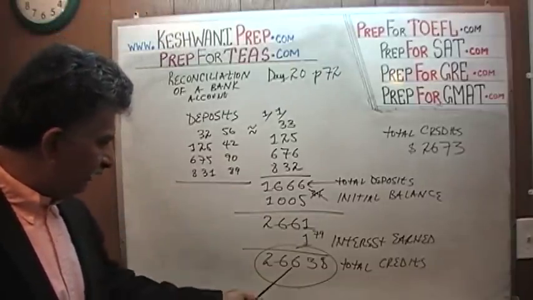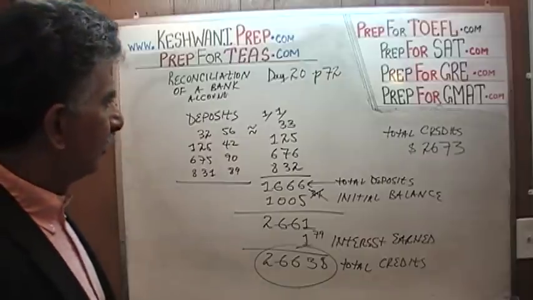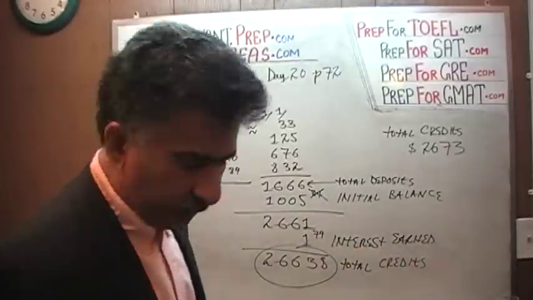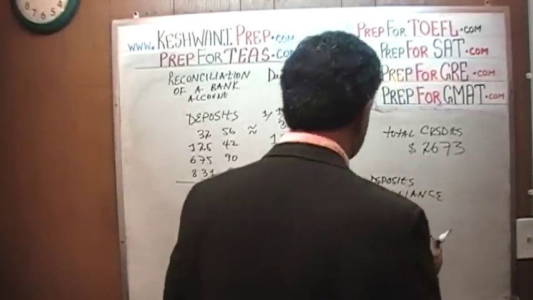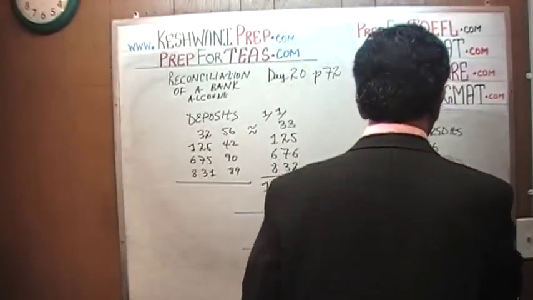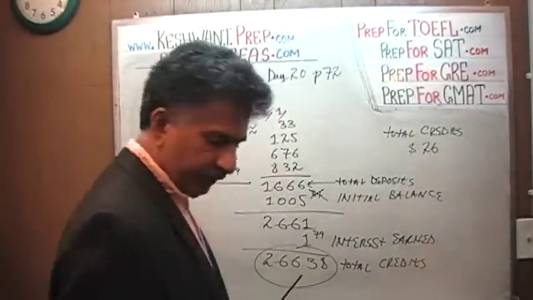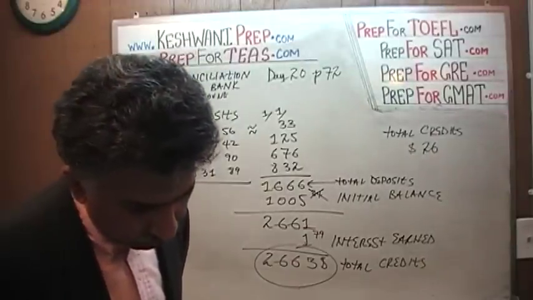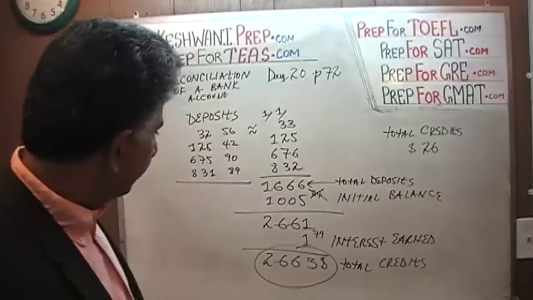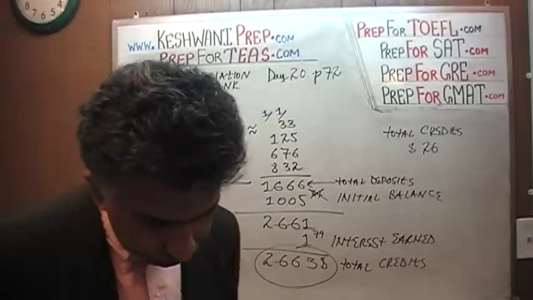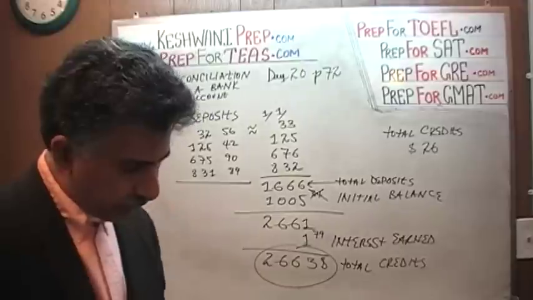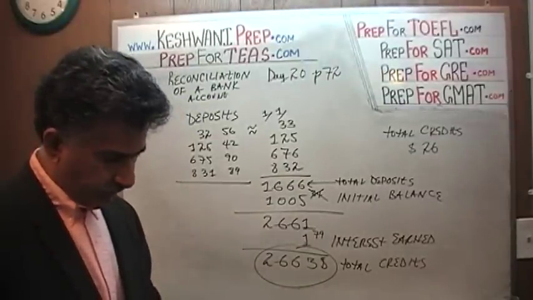This is it. 2663 are the total credits. Let's make a note of it. It's right there actually. 26, I don't know where that one came from. 26. Did I make a mistake here? Total credits are 2673. Where did I make a mistake? Did I mess it up already? I can't believe it.